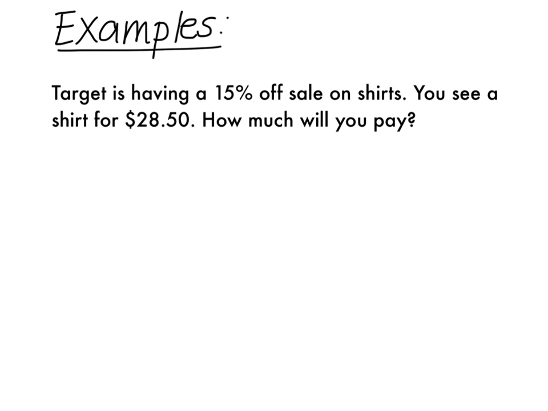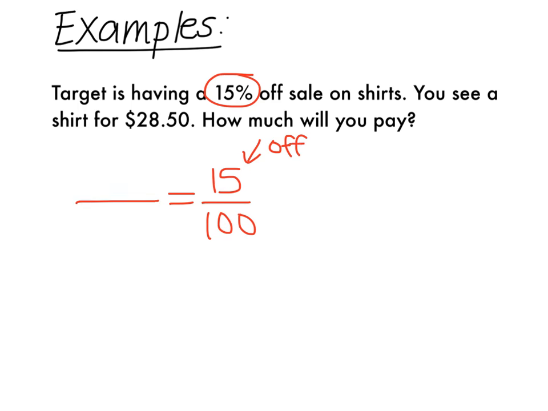All right, so our next example, it says Target is having a 15% off sale on shirts. You see a shirt that costs $28.50. How much are you going to pay? All right, so I'm going to solve this using a proportion to start with. So it's a 15% off sale, so I'm going to go ahead and put my percent over 100. Now remember, that's the percent I get off. Okay, it's a sale. So I want to know how much am I going to save. So that's going to be my X, and my original cost is $28.50. Okay, so I just set that up using a proportion.